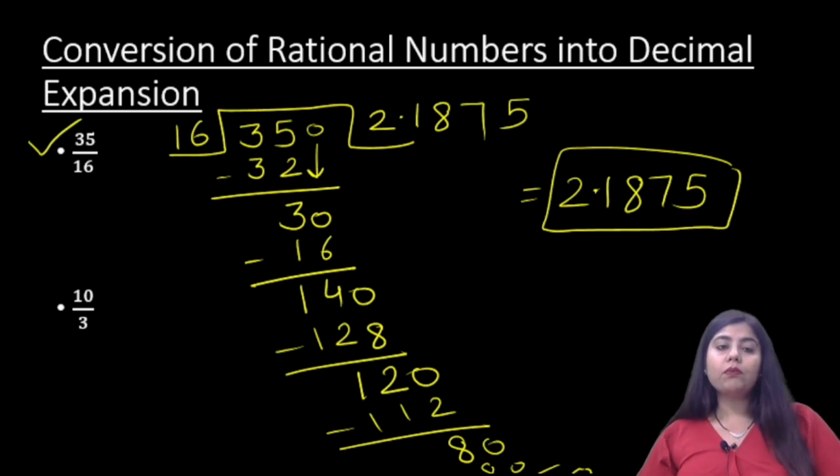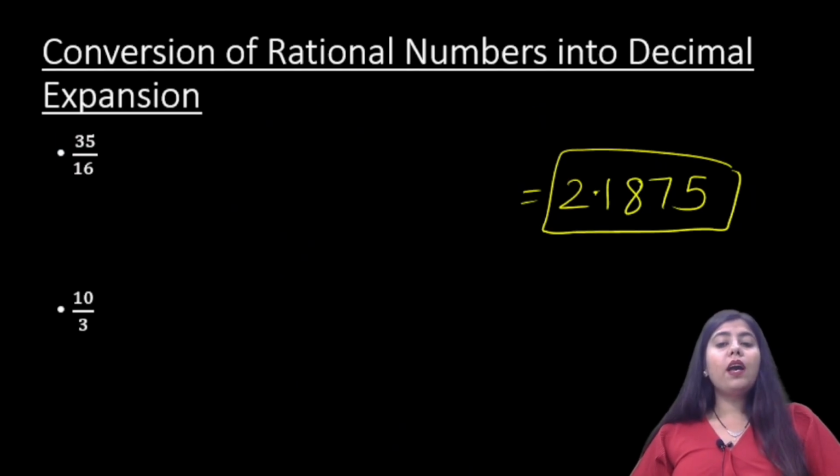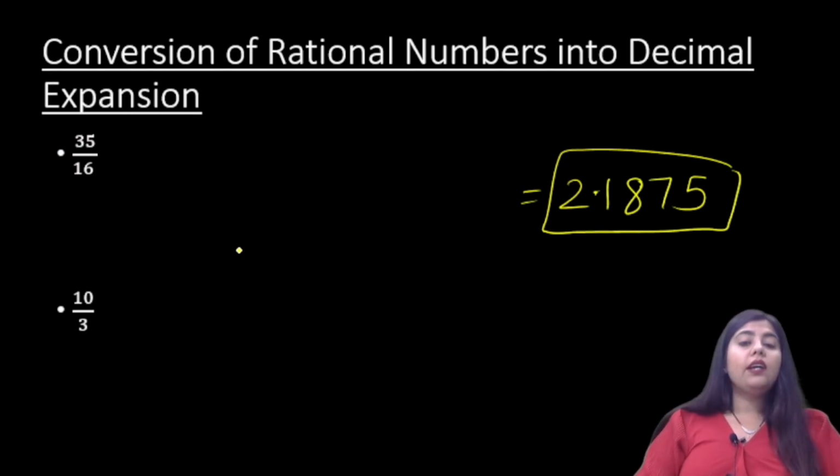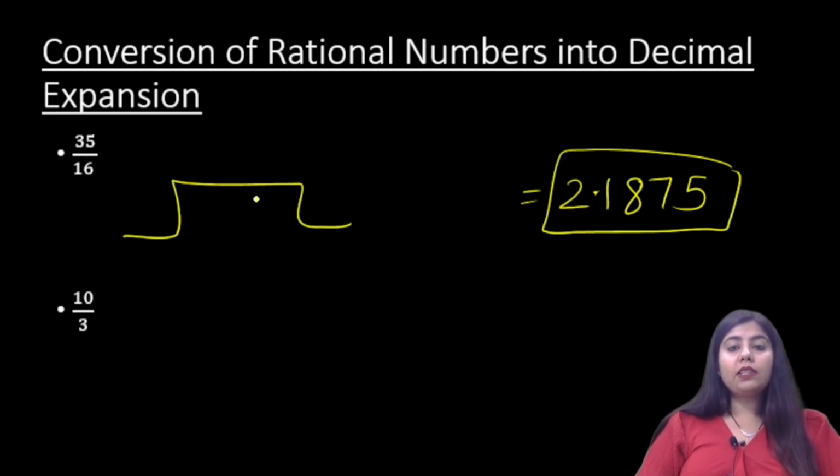Clear? Now the next one, this is a very simple thing. Whenever we have to convert a rational number into decimal expansion, we just have to divide the numerator by the denominator. Okay? Now see the next part. Now we have 10 upon 3. 10 upon 3 means we have to divide 10 by 3.